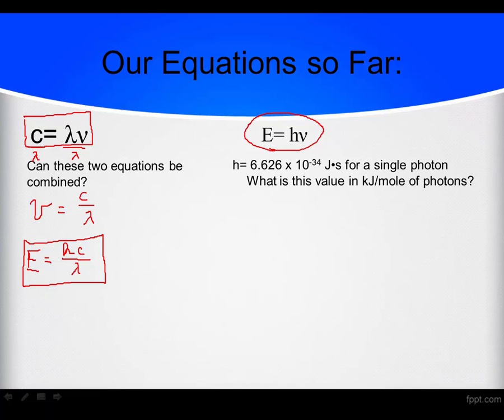But if you talk about it in moles of photons, then you need to talk about it in kilojoules rather than just joules, because you're talking about so many photons. So here's what we do. We take the 6.626 times 10 to the negative 34th joules times seconds, and we'll multiply it by a mole, 6.022 times 10 to the 23rd.